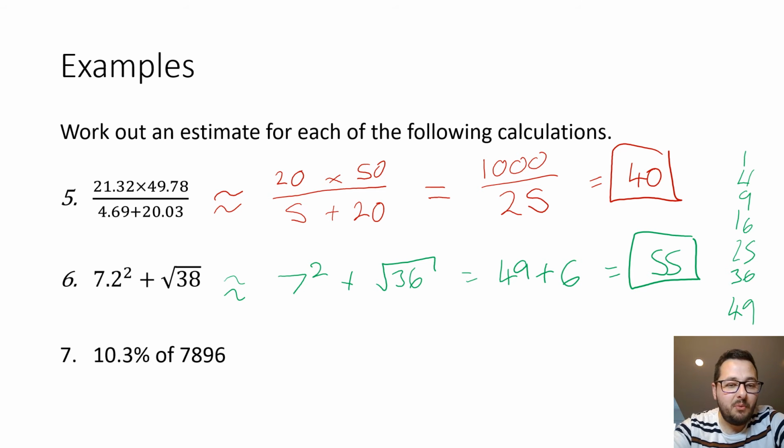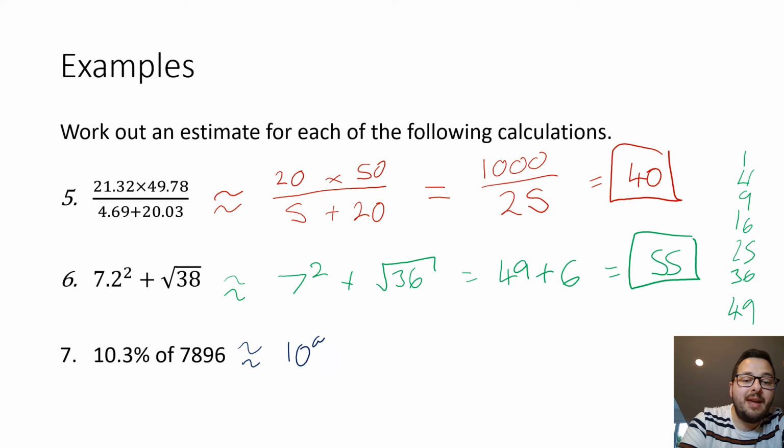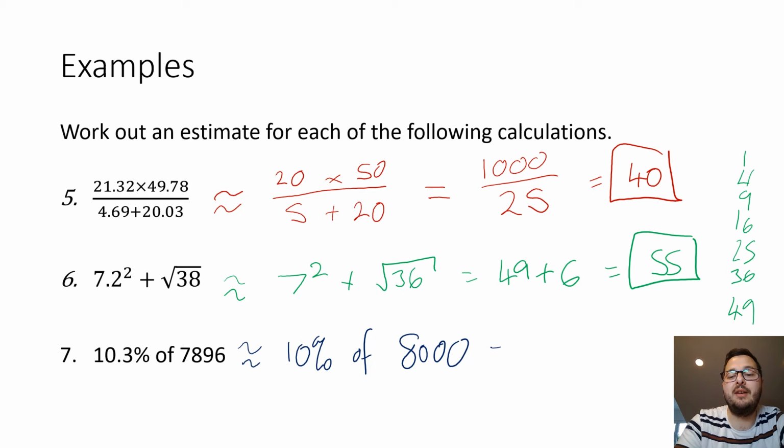All right, and then finally we want 10.3% of 7,896. Well, this is going to be approximately equal to, let's round it to 10% of 8,000. Okay, and 10% of 8,000 is just 800.